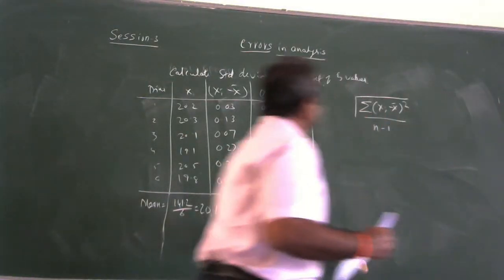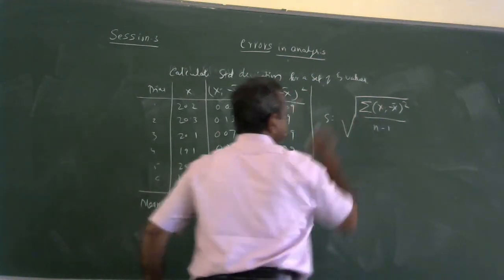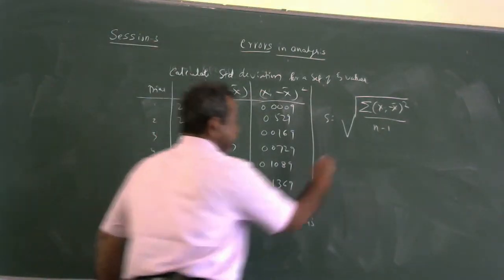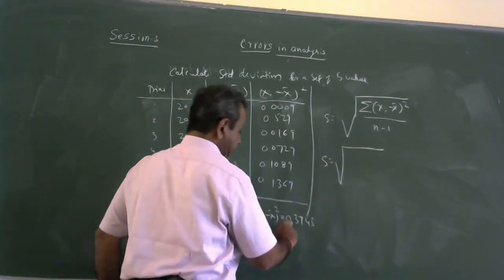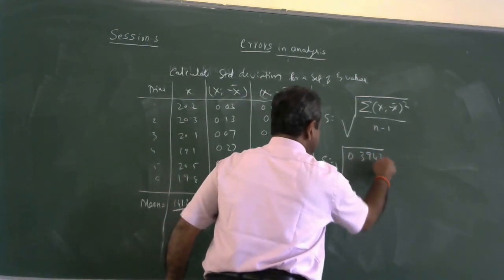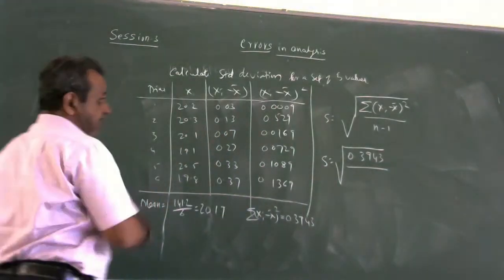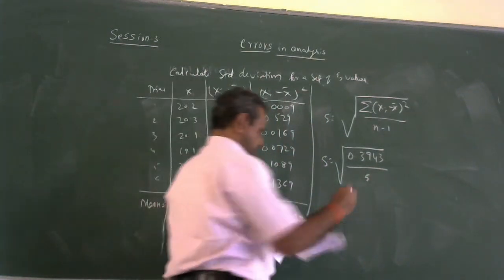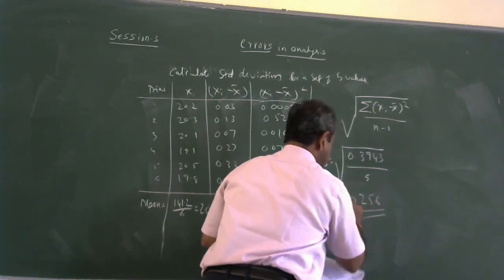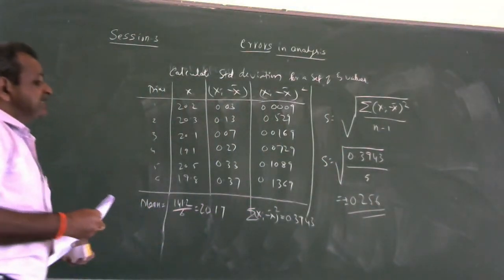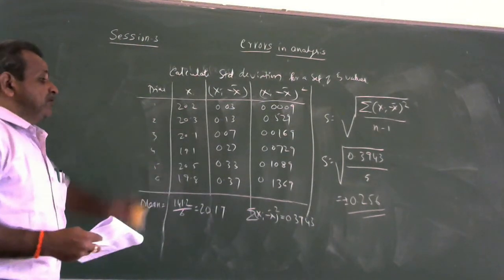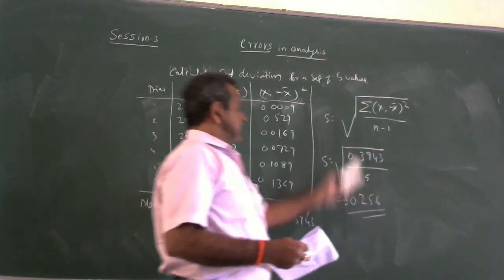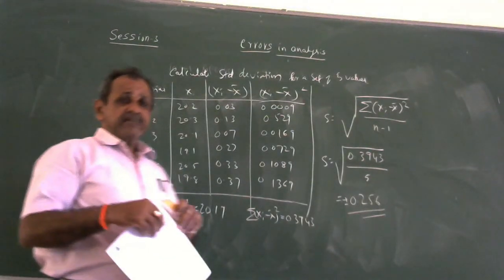Now the standard deviation is equal to the square root of sigma (x minus x bar) whole squared divided by n minus 1. So we have done this. Therefore s is equal to the square root of 0.394 divided by 6 values, n equals 6, 6 minus 1 is 5. This comes around 1.6. That's the standard deviation from the actual value. So the value can deviate either way by 0.26. This is the standard deviation. Thank you very much for listening to this session.